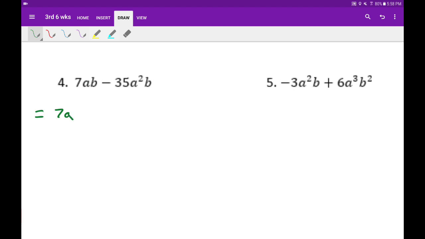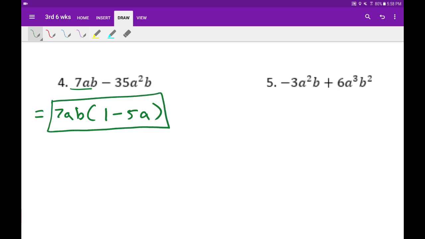Both terms also have a b. So again, choose the smallest power. They're both power 1, so we just need one of them. Okay, so now we're going to divide each term by the GCF, which is 7ab. Notice how the GCF and the first term here are the same. So that's basically dividing the same number by the same number, which is going to give us a 1. Then we're going to divide 7 into negative 35, which is a negative 5. And then a squared divided by a is a, b divided by b cancels out, and we get this.